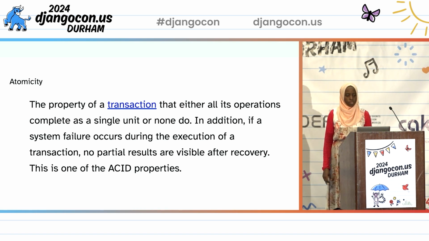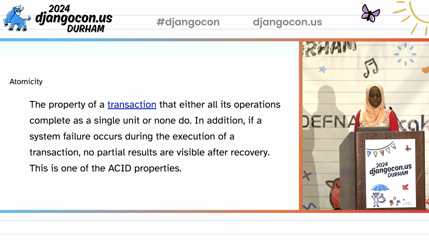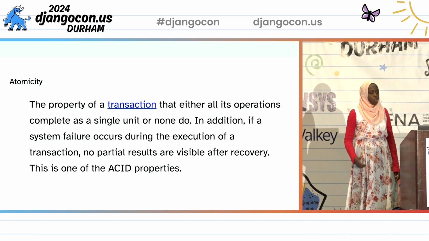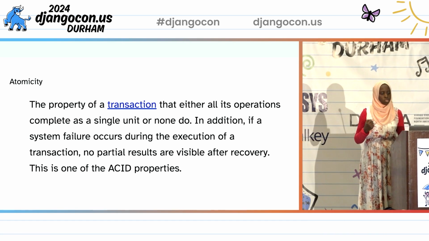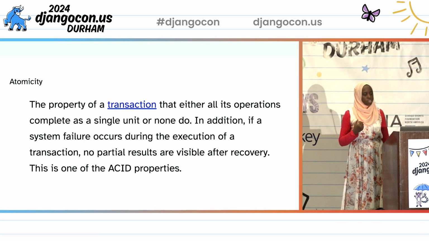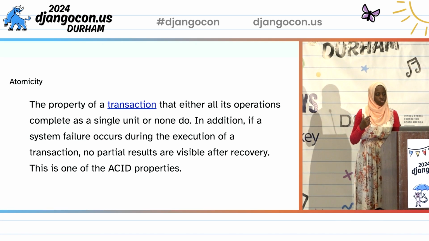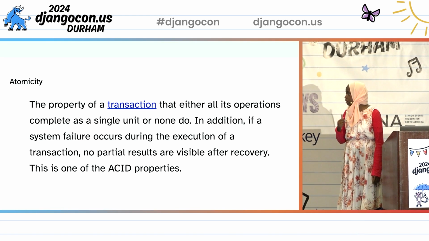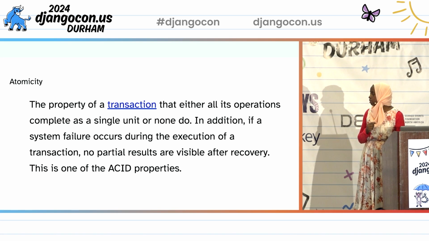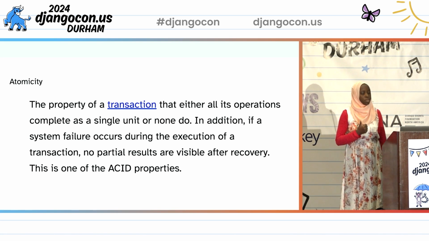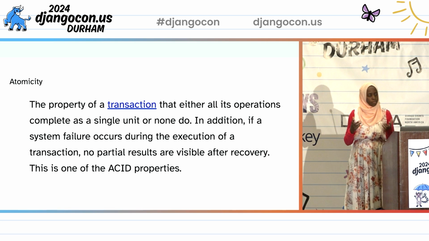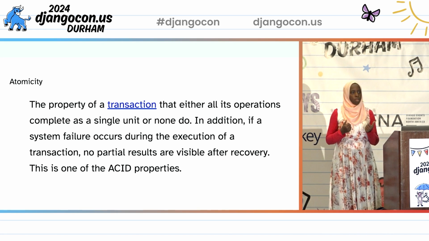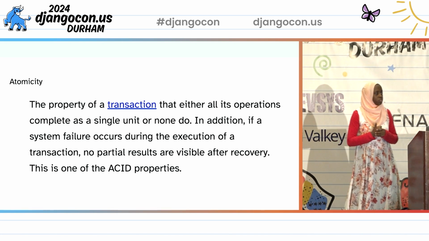Postgres, one of the DB engines, defines atomicity as the property of a transaction that either all its operations complete in a single unit or none do. In addition, if a system failure occurs during the execution of a transaction, no partial results are visible after recovery. And this is one of the ACID properties of a database. Basically, to keep the database reliable, we need to make sure that we apply atomicity to it.